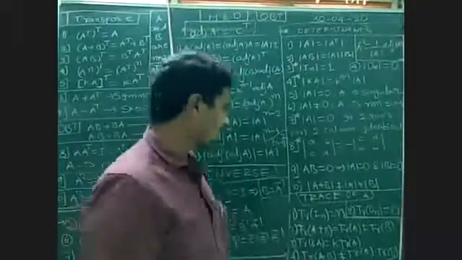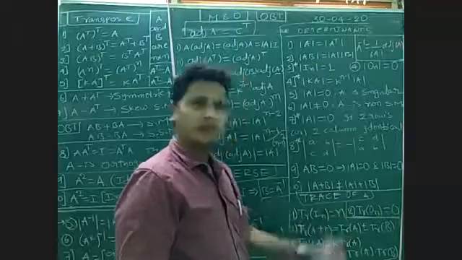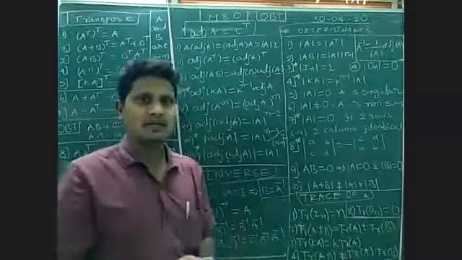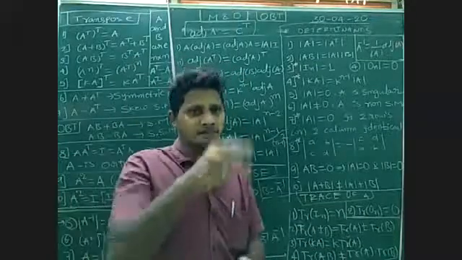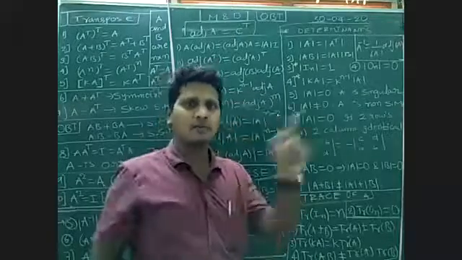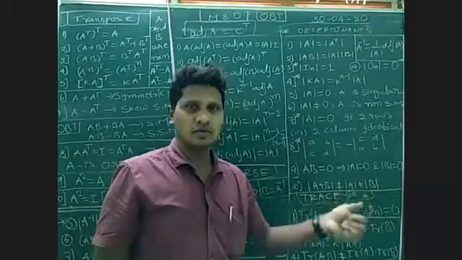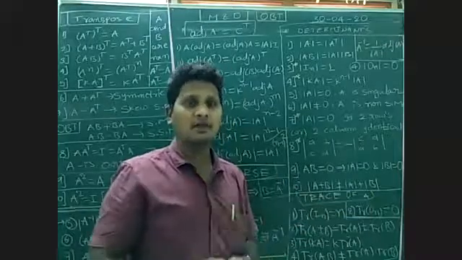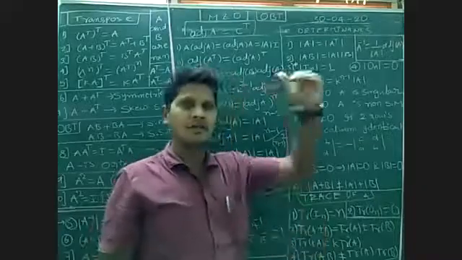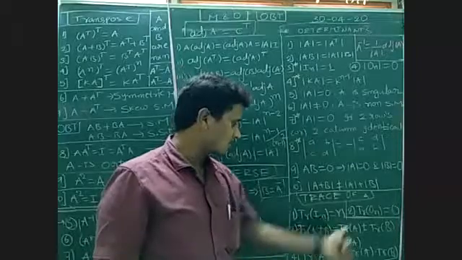What are the properties we have here? The trace of In is n. For example, take a 2 by 2 identity matrix. What is the trace of the identity? In 2 by 2, the diagonal elements are 1, 1. 1 plus 1 is 2. So the trace of I2 is 2. For 3 by 3, I3, what is the trace of I3? 1 plus 1 plus 1, that is 3. So the trace of In is n.